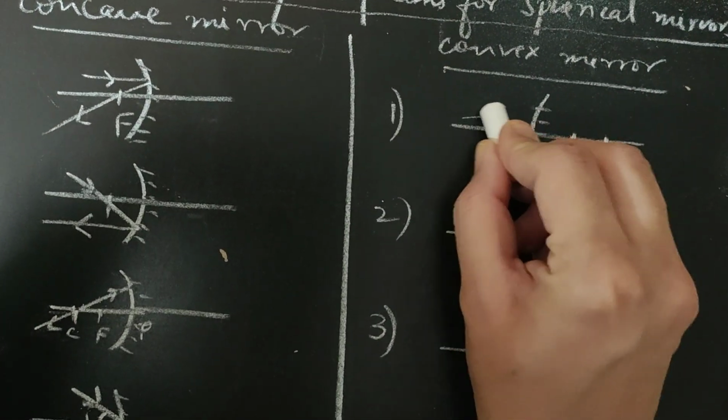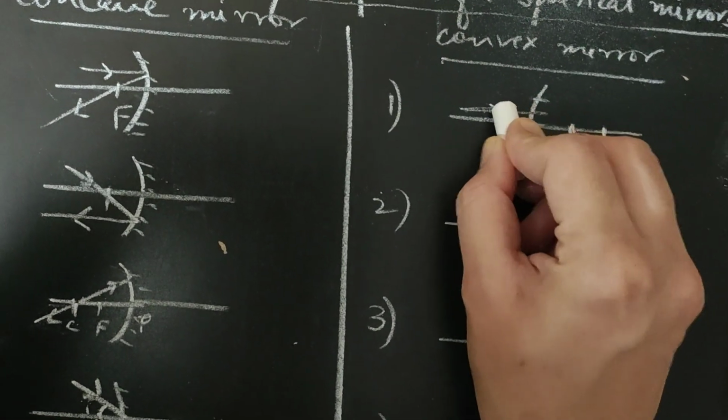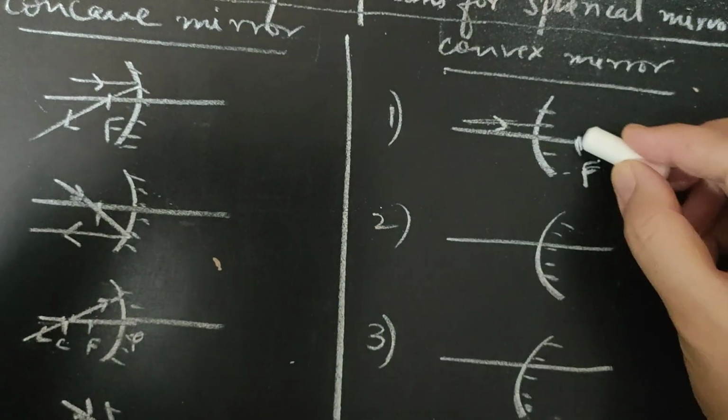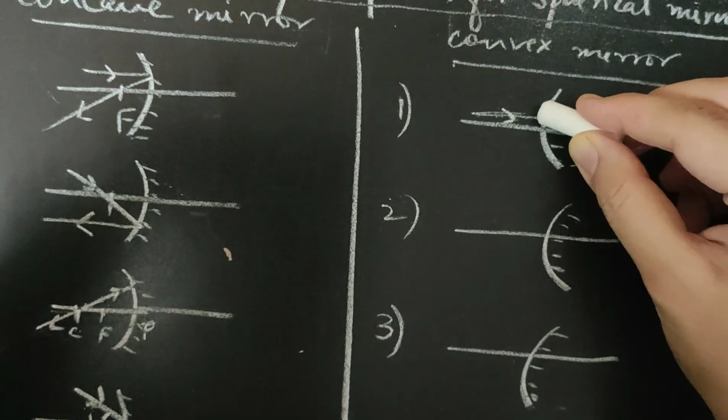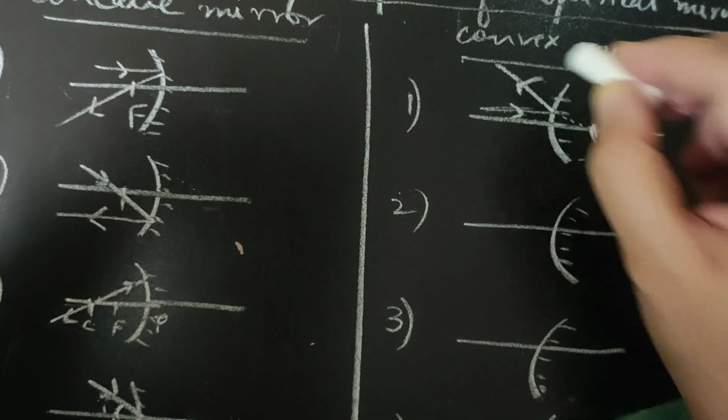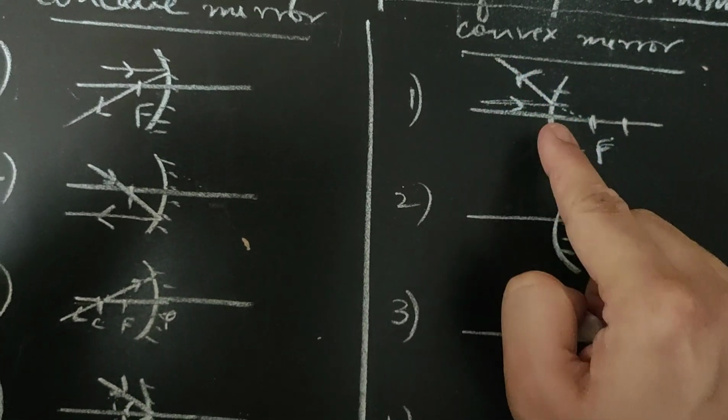So a light ray which is parallel to the principal axis, in the case of a convex mirror, will be diverged such that it appears to come from the focus.